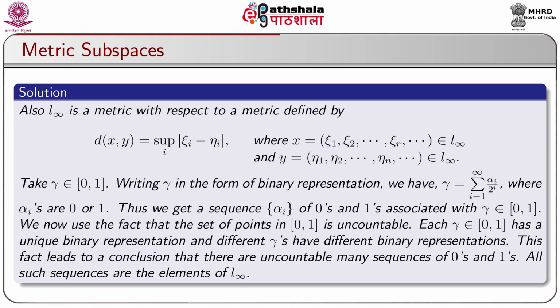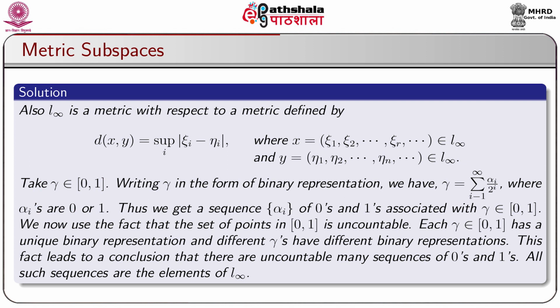Also, L infinity is a metric space with respect to the metric defined by d(x, y) = sup over i of |ξi − ηi|, where x = (ξ1, ξ2, ...) belongs to L infinity and y = (η1, η2, ...) belongs to L infinity. And it is very natural that d is a metric.